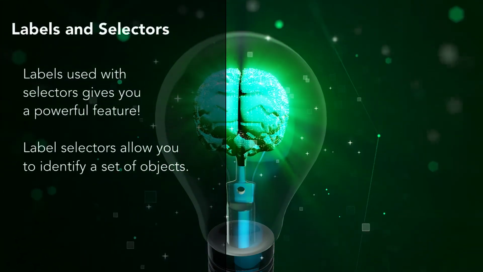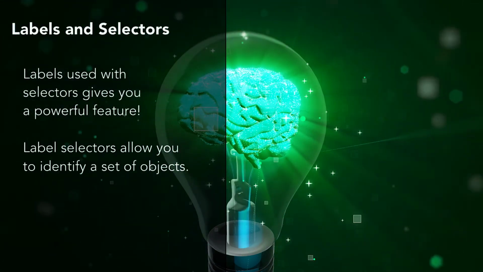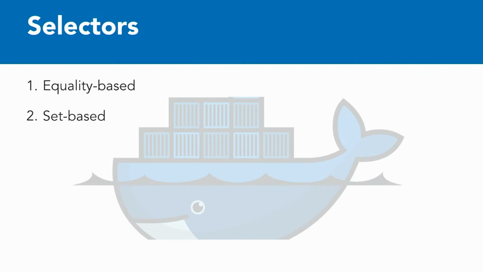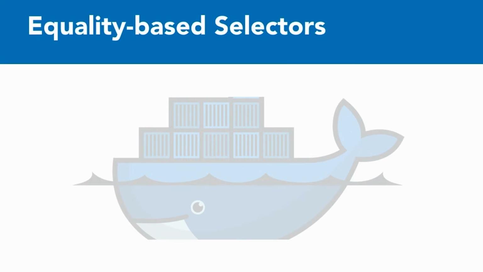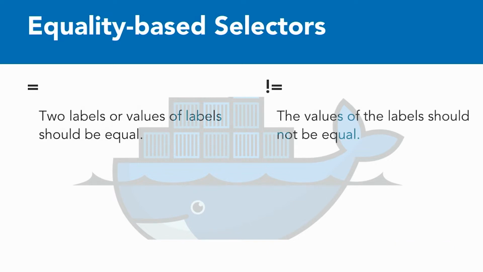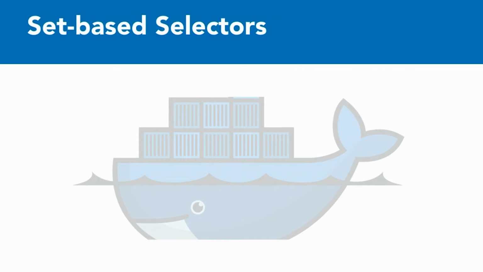By themselves, labels aren't really that powerful. But when you add selectors, you introduce a very powerful feature. With labels and selectors, you can identify a specific set of objects. There are two kinds of selectors, equality-based and set-based. Equality-based selectors include equals and not equals, where equals represents equality, where two labels or values of labels should be equal. Not equal represents inequality. This means that the values of the labels should not be equal.